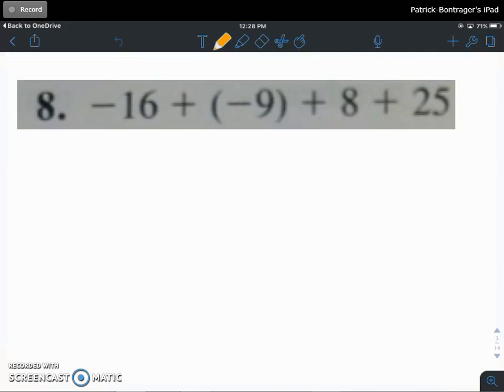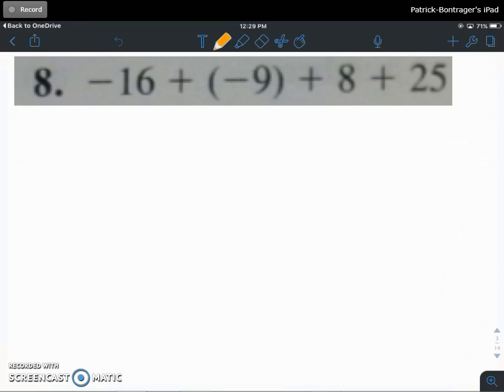All right, two ways to think about it. The first way is negative 16 and negative 9 have the same sign. Therefore, I'm going to add the two numbers together. So 16 plus 9 is 25, and I'm going to keep the sign. So it'll be negative 25 plus 8 plus 25.